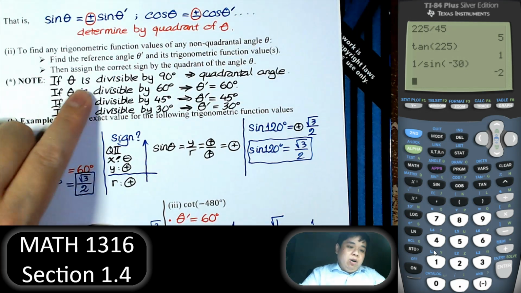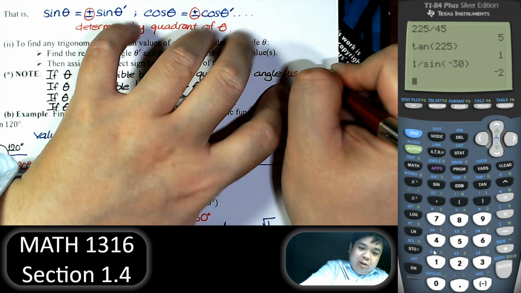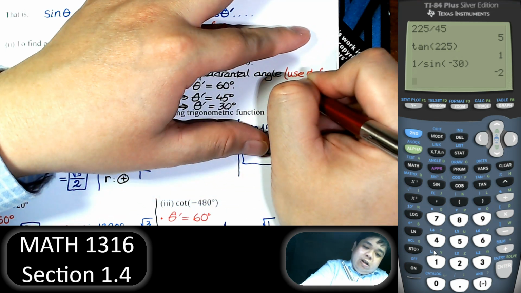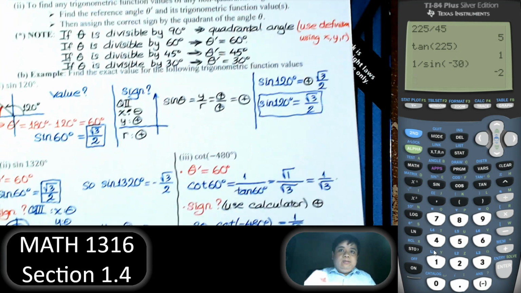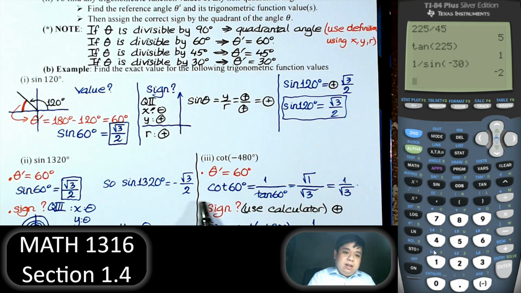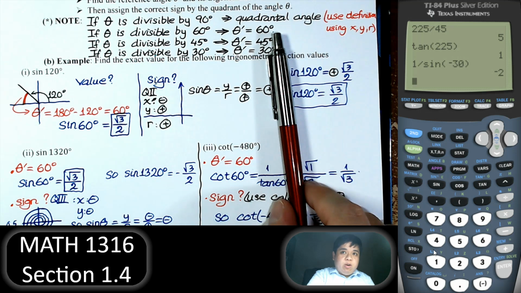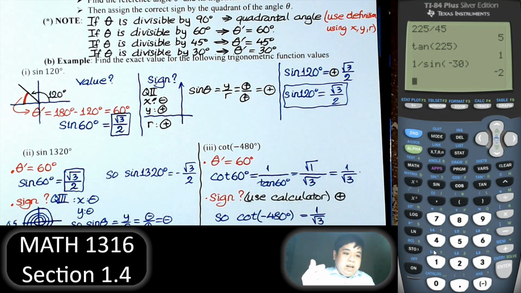Yeah. So whenever we have a quadrantal angle, to find the trig values, we use x, y, and r, meaning use the definition. So when we have a quadrantal angle, don't try to do any reference angle or anything. Just draw it out, find x, y, and r, and use the definition to find those values. If it is not a quadrantal angle, try this first. Try 60. If it works, the reference angle is 60. If it doesn't, go to 45. If it works, the reference angle is 45. If it doesn't work, go to 30. And if 30 doesn't work, you cannot use this. Use a calculator and find the approximation.